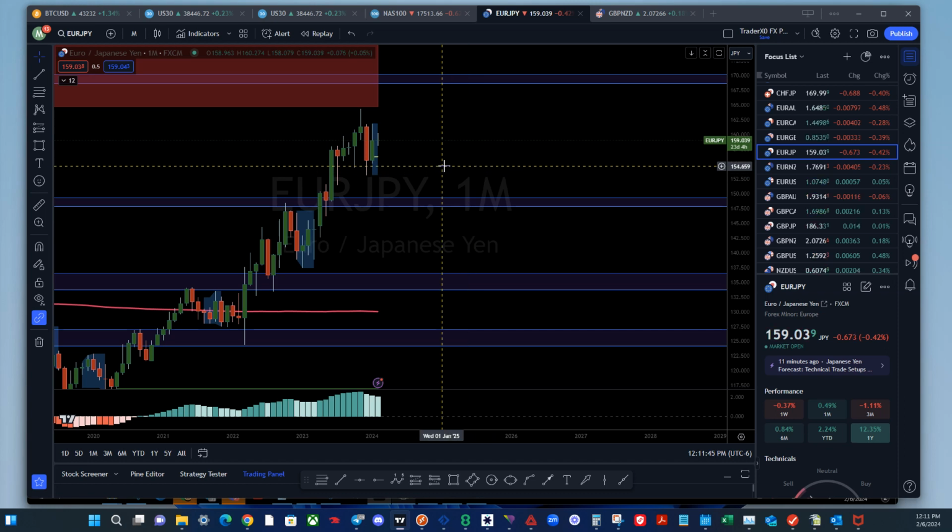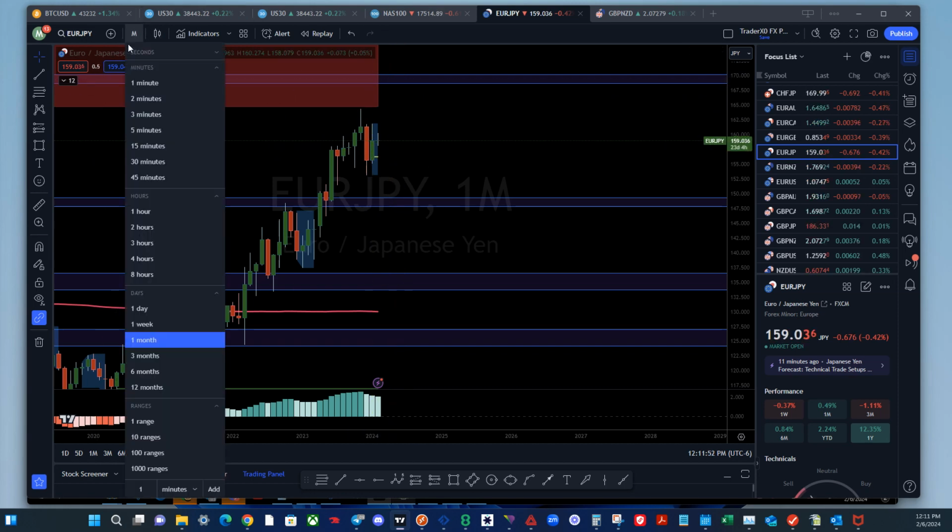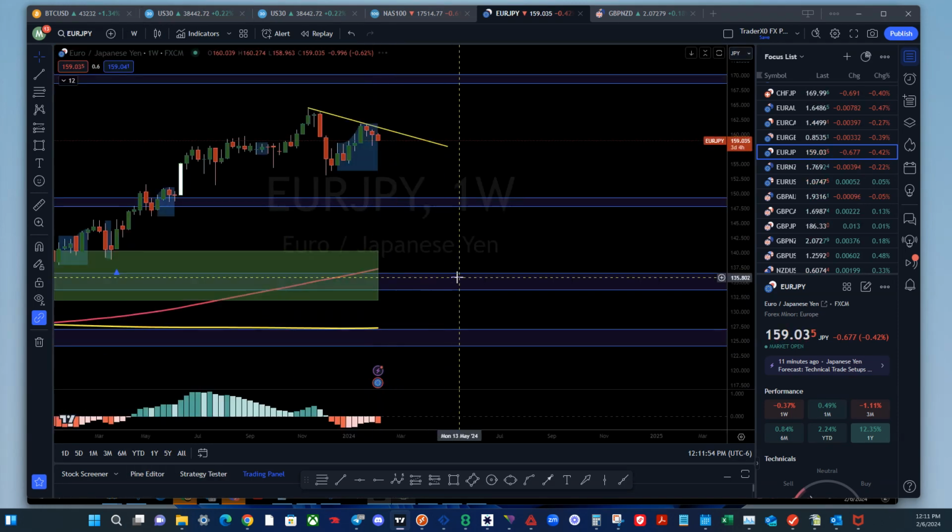Doji means what? Indecision. I don't know what I'm going to do. I don't know what direction to go. I am waiting. So let's go, and we have months. Remember, that's the long-term view. Let's go to the week.